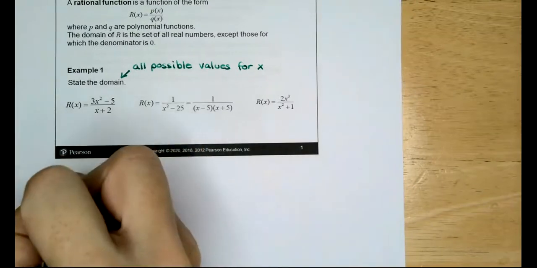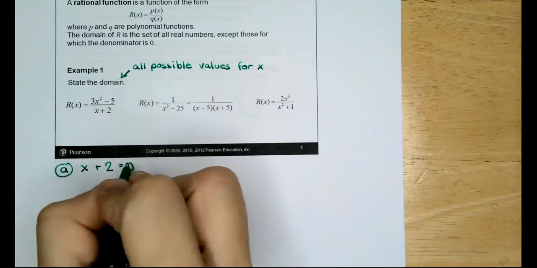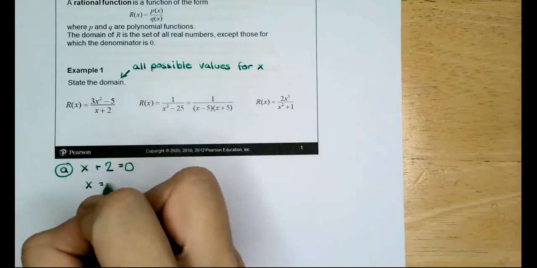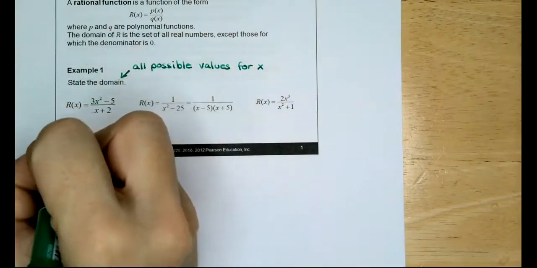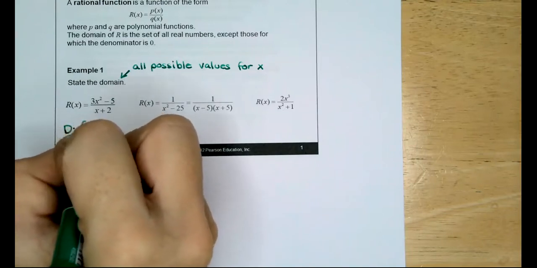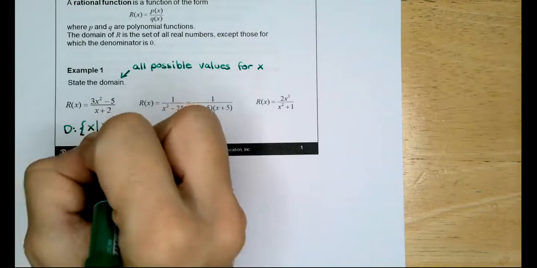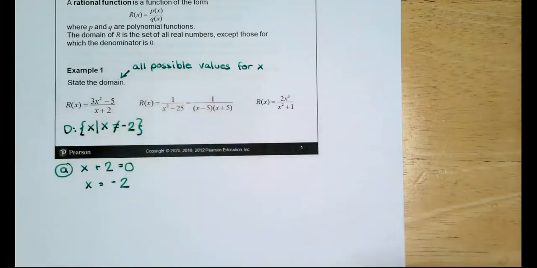So for A, x plus 2 equals 0 would be x is -2, right? Because I subtracted 2 from both sides. So our domain for A is x such that x cannot be -2. Okay.